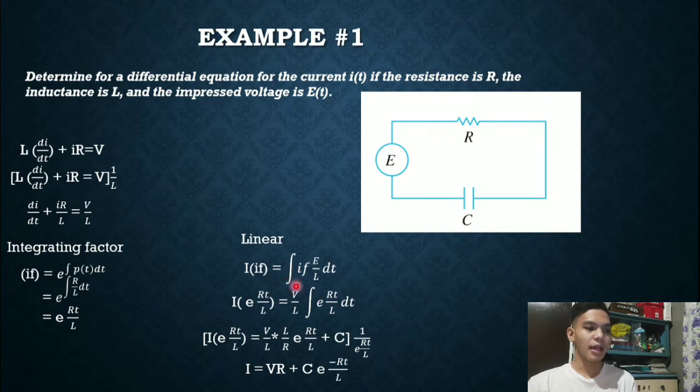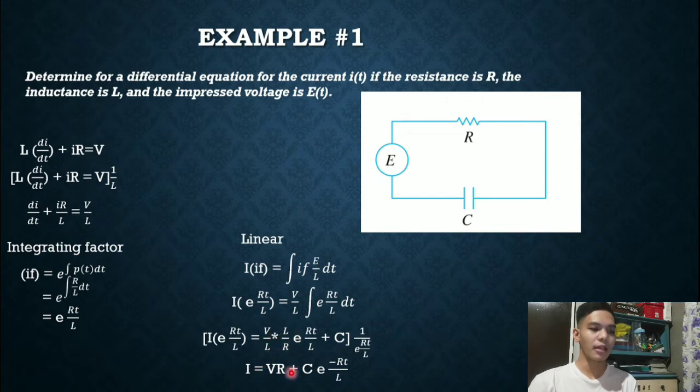I times IF equals the integral of the integrating factor times E over L dt. We substitute the integrating factor here. I times e raised to Rt over L equals the integral of V over L, because the V over L, or E over L, is constant, and the remaining is the integrating factor and the dt. Integrating factor, here we substitute it and multiply it by dt. We multiply it by 1 over e raised to Rt over L to remove it and let the I remain on that side. Here we can cancel it. I is the only one remaining.